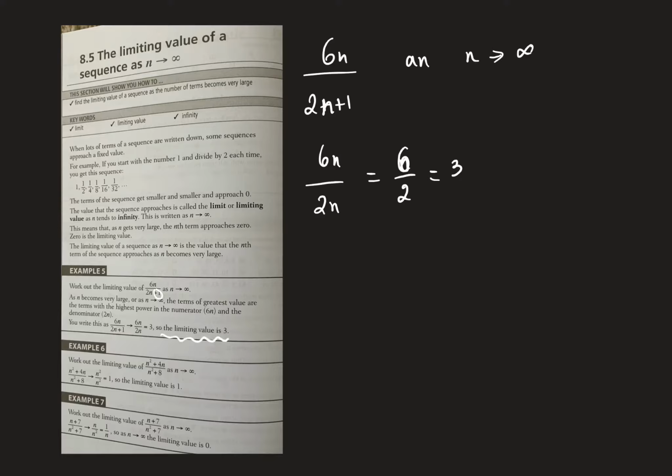I've got 6n over 2n plus 1 as n tends to infinity. Now you can see here what they do straight away is to get rid of the 1. Obviously, the 1 compared to infinity is not important, so it's left with 6n over 2n, which is equal to 6 over 2. So for this question, the limiting value would simply be 3.